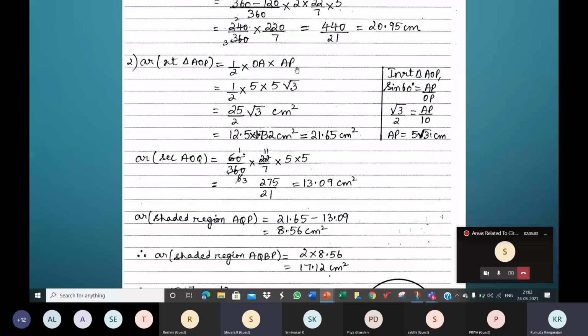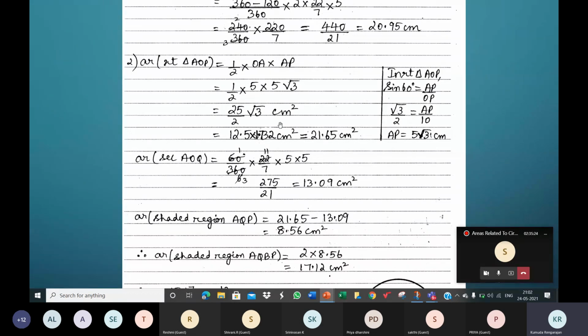So the area of the right triangle is half base into height. You can again use trigonometry to find the unknown side. You can see it here, it's worked here. To find the unknown side, you can use trigonometry to find AP. Half base into height will give you the area of the right triangle.